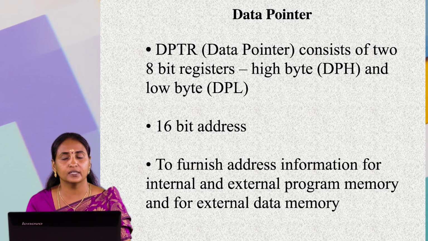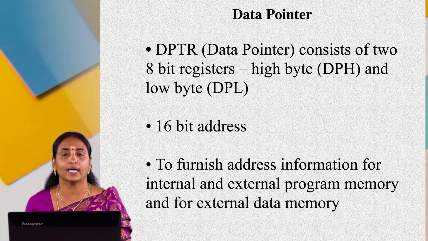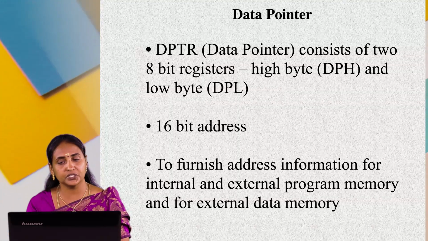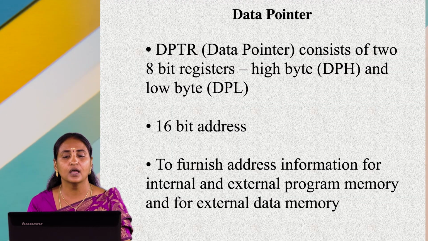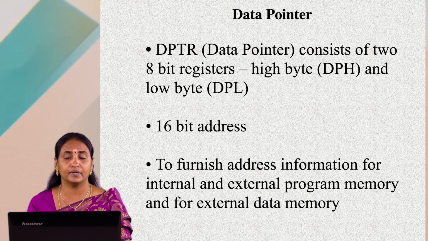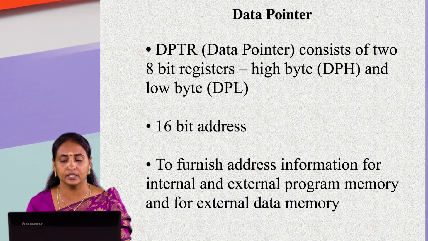Next one, data pointer. The data pointer consists of two 8-bit registers. It is a 16-bit address register. It has two parts, the high byte, that is DPH, and the low byte, that is DPL. It furnishes address information for internal and external program memory and for external data memory.